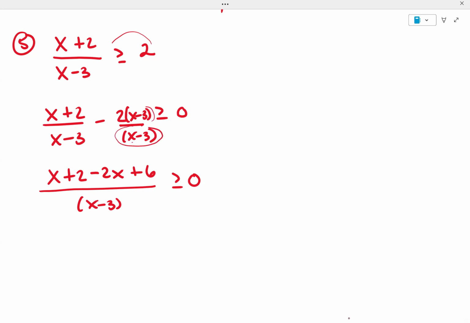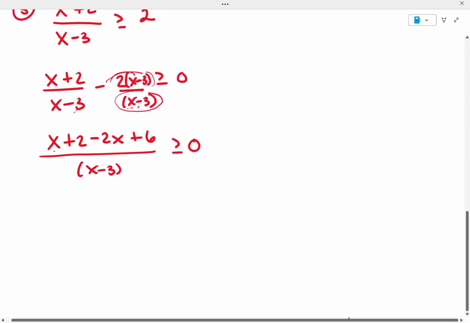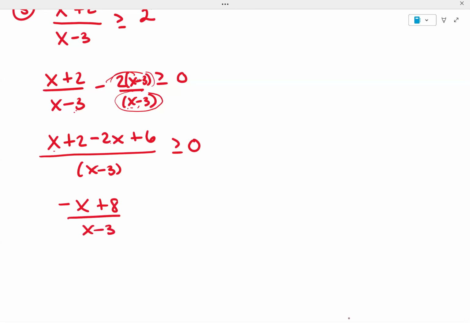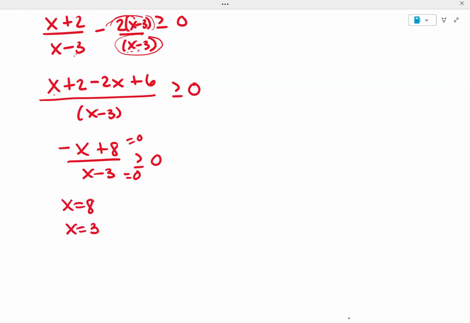So again, when I took the 2 over, I subtracted, and you've got to get a common denominator. I've got to make these the same, so I'll multiply top and bottom over here by x minus 3. But you've got to distribute that minus sign through, and now collect like terms. So x and -2x makes -x, be careful, plus 8 over x minus 3. Again, for the critical points, set the numerator and the denominator equal to 0. The top critical point will be when x equals 8, and the bottom critical point will be when x equals 3.